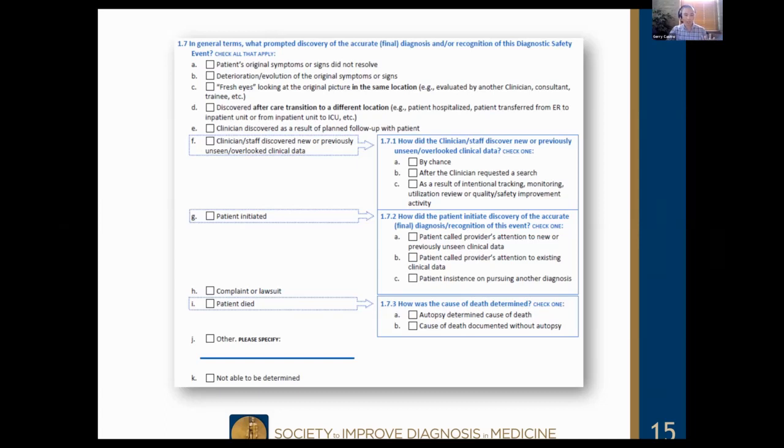Patient called provider's attention to new or unseen clinical data. Patient called provider's attention to existing clinical data. So we've heard that a lot from patients. And then patient insisting on pursuing another diagnosis. So helping us clarify what are the other ways that patients can initiate this discovery of an accurate final diagnosis would be helpful too for us. Next slide, please.